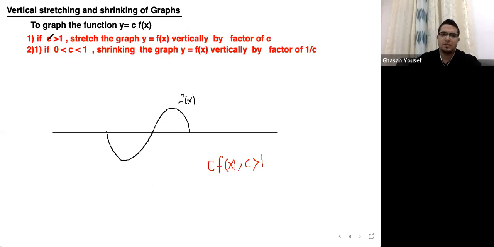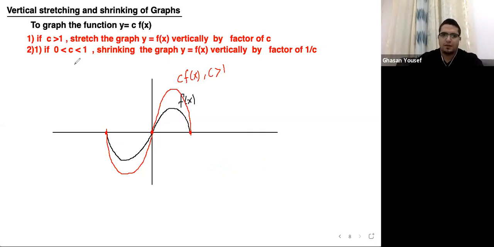So go back to the rules. The c is outside the function and the c is positive, so c is greater than 1. We have to do stretching vertically. So stretching vertically means the point here will be here. This point will be here, and we're going to stretch the function like this, and also the same thing from this side. So the red one is the graph of c times f of x, such that c is positive, greater than 1.